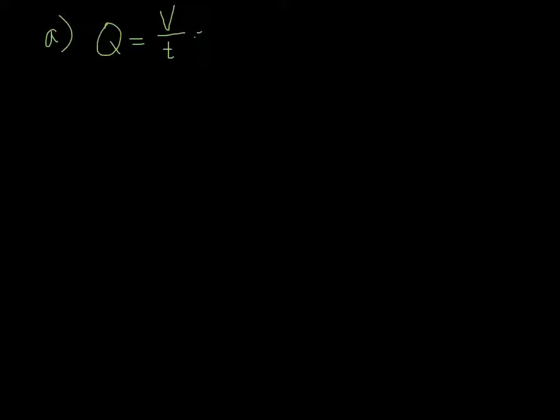The volume is given as 300 cubic meters divided by a time, which needs to be in seconds. So we're going to take that 10 minutes and convert it into seconds by multiplying by 60. So you have 300 divided by 600, which gives you an answer of 0.5 meters cubed per second.